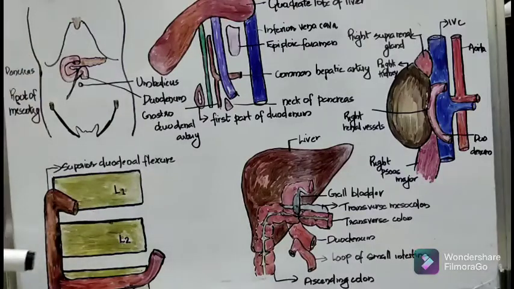We'll discuss the horizontal as well as the ascending part of the duodenum, as well as the blood supply, nerve supply, lymphatics, etc. in the next class.